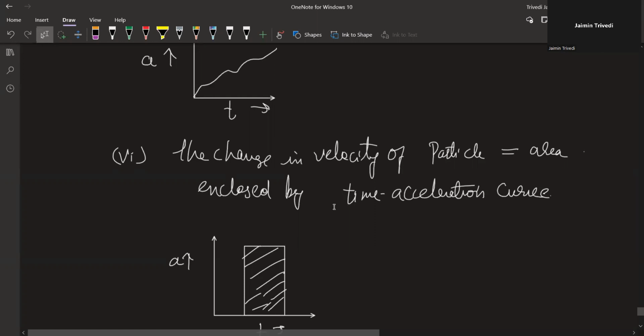Okay. So what are the 3 equations of motion? Do you remember? Yes, sir. S is equal to ut plus half at square. V square is equal to u square minus 2as. V is equal to u plus at.